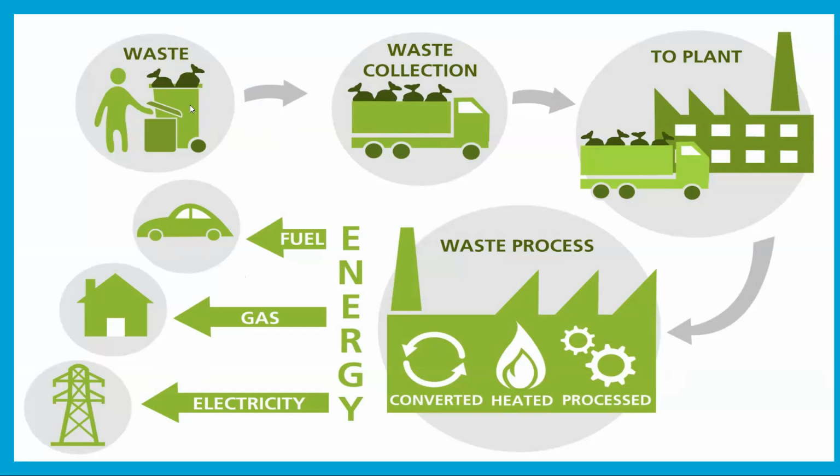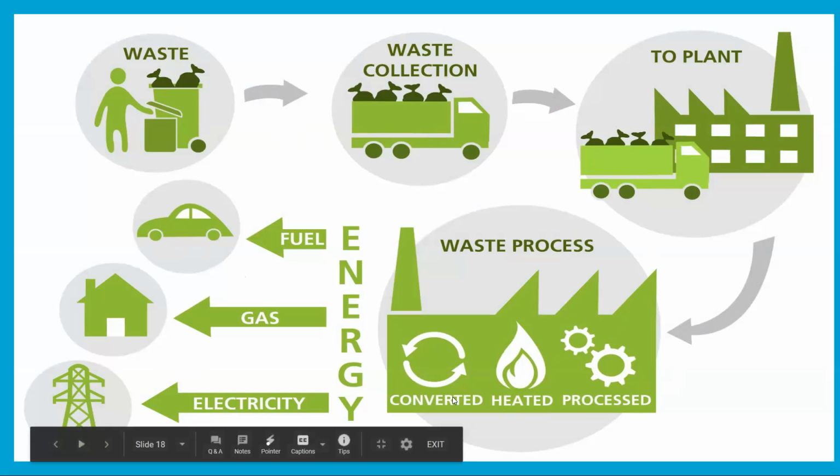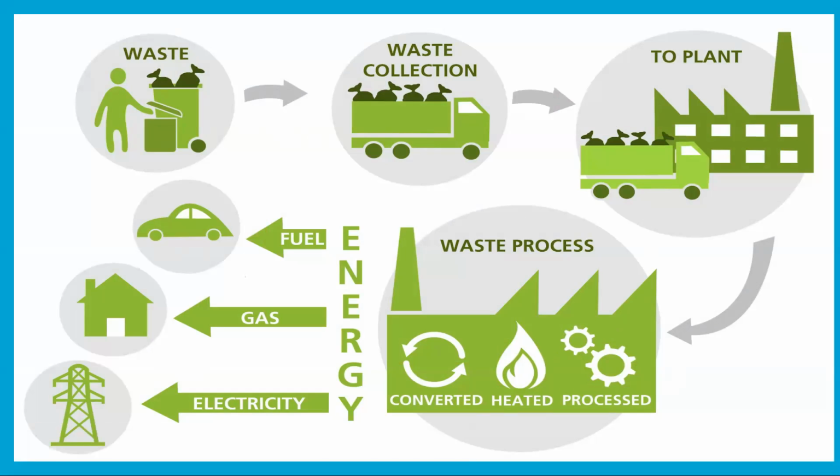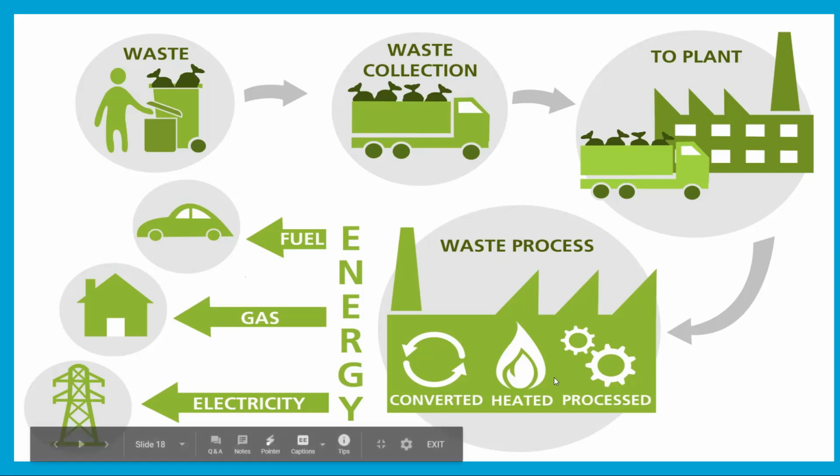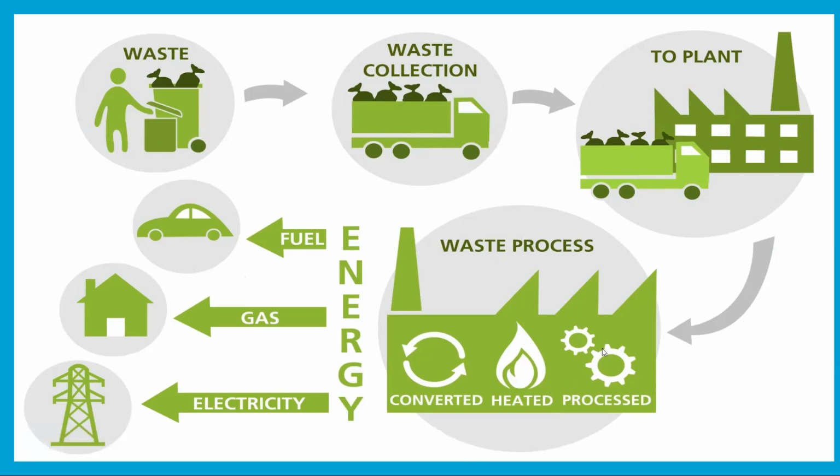Now look here, waste is collected. We see the waste is thrown in the bins. From the bins, the waste is collected, and that collected waste after segregation is sent to different plants for recycling. In the plants, they are converted, heated, or processed. There are many ways to recycle, to convert it into useful items. Some waste is boiled at very high temperature. Some are converted with the help of some chemicals, and some are reprocessed also.